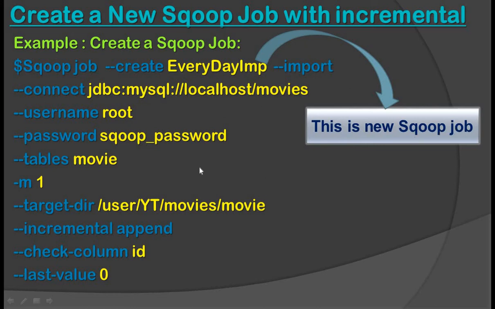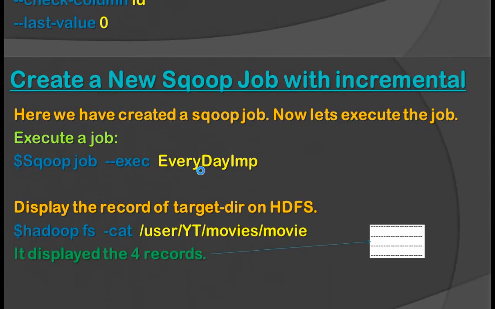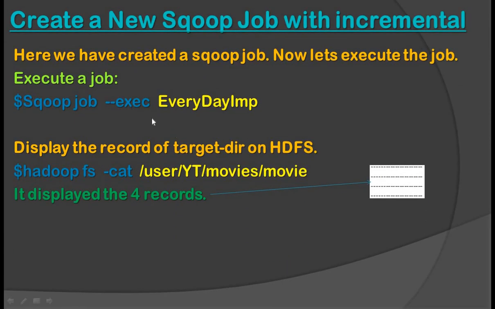And now let's see the next step. In the next step we have created a Sqoop job. Now let's execute the job. For execution of a job we should write sqoop job --exec and the name of the job. And when we execute this statement, then it will import the movie table to the target directory.